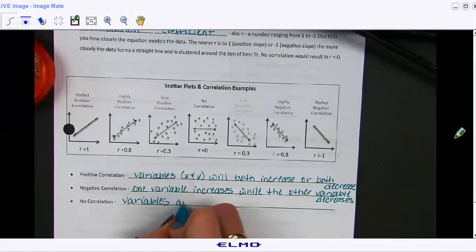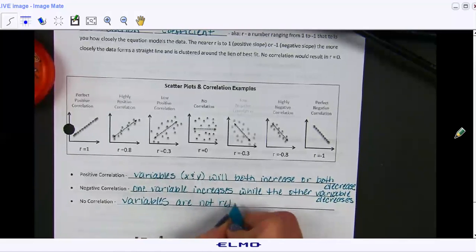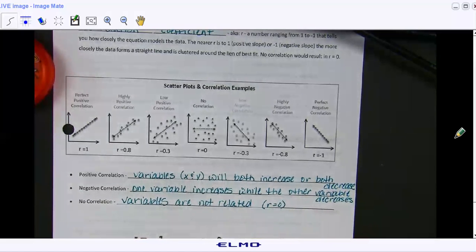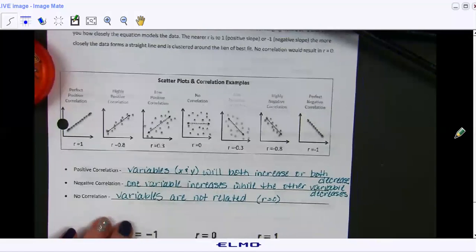If there is no correlation, your variables are not related. They have no relationship. So that means that your R will equal 0. Okay. All right. So that is our vocabulary for the lesson today. Now we're going to go ahead and go on to page 2.